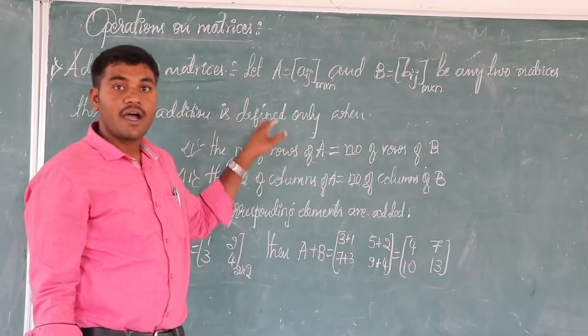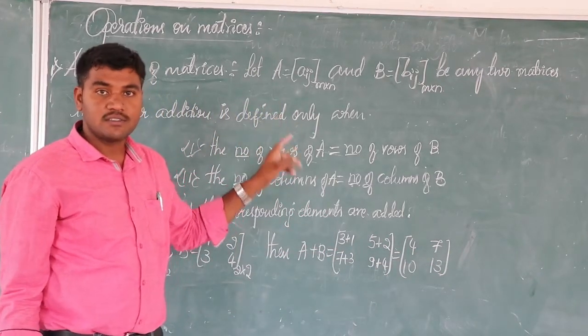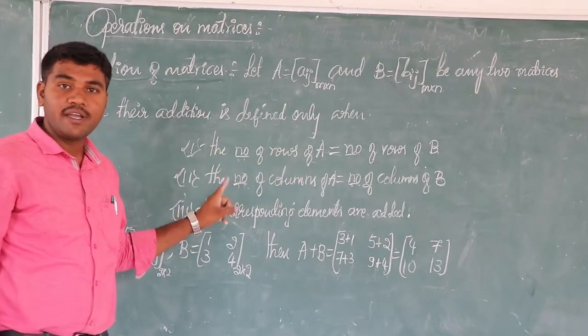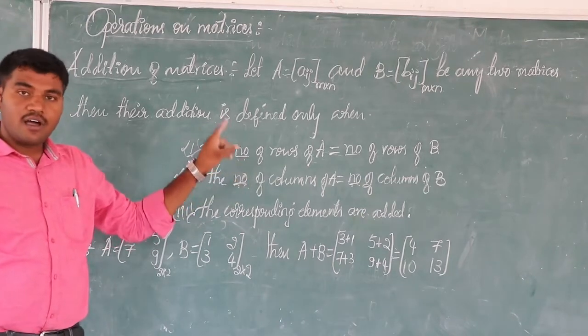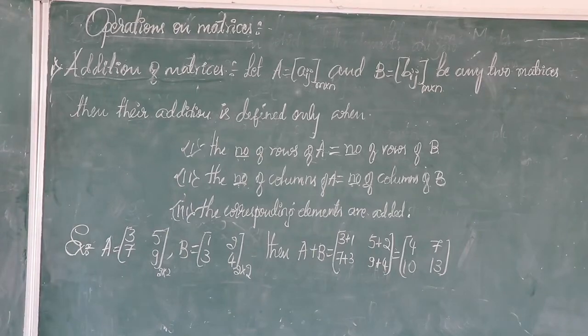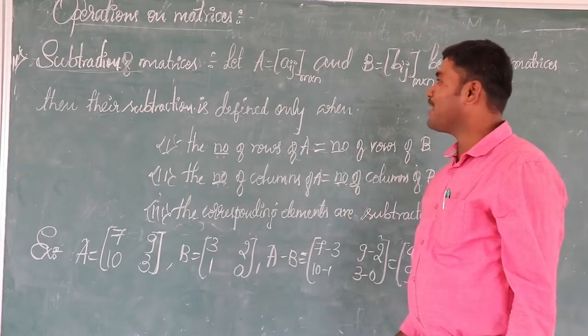This is all about addition of two matrices. So keep in your mind that addition of the matrices is defined only when the orders of the matrices are equal to each other. Okay. Next is subtraction of matrices.